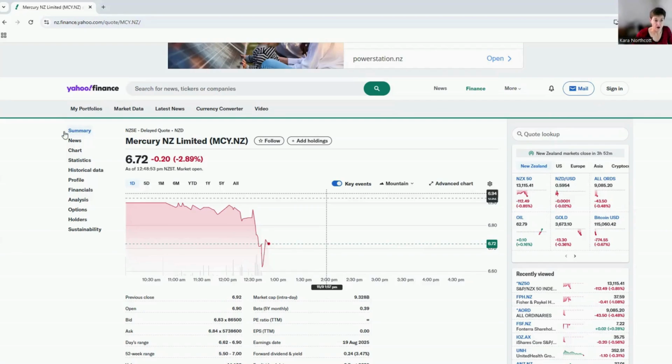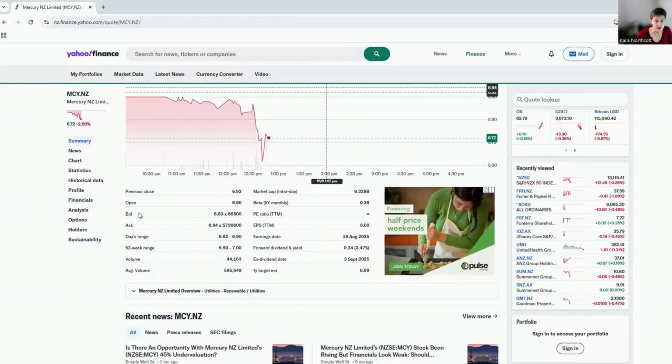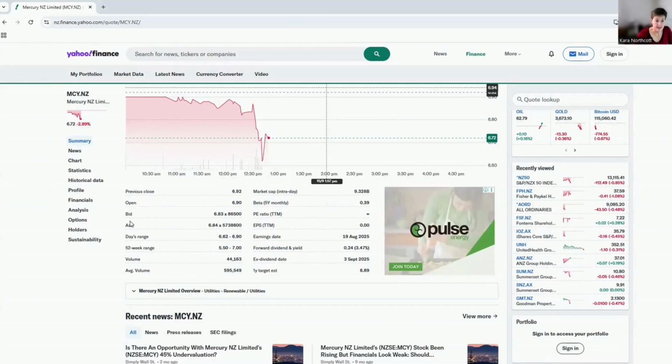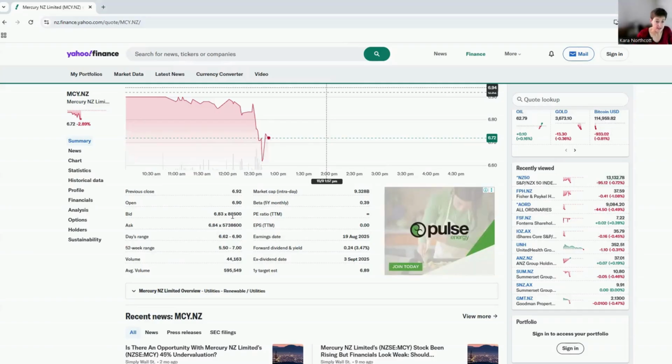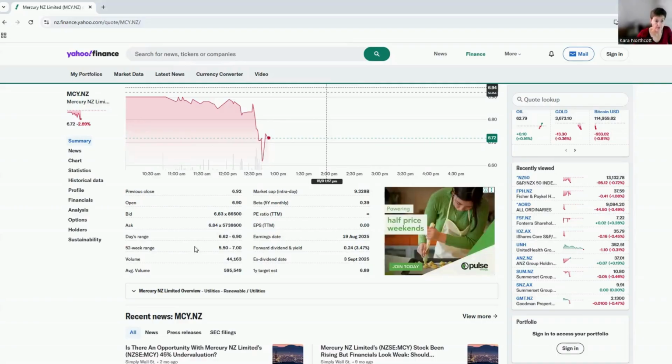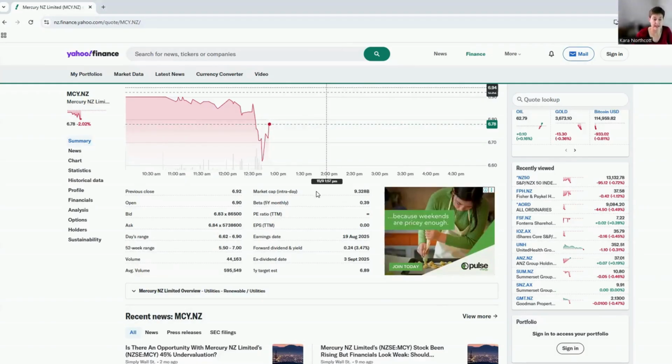Over on the left-hand side, you can see it's highlighted the summary of Mercury Energy. If I scroll down, it gives you a few key figures: where the share closed previously, where it opened this morning, what the bid and the ask are, those are the two prices, and how much open interest there is on those. It's also giving you the daily trading range, the 52-week trading range, how much volume's traded today, and the average. Then it gives you the market cap, so that's how big in size Mercury Energy is.